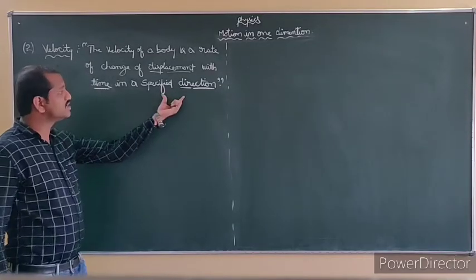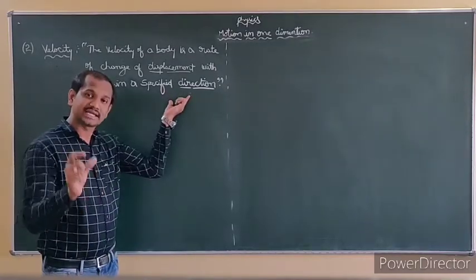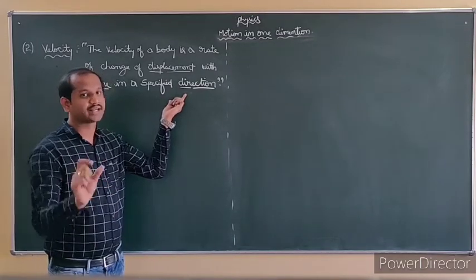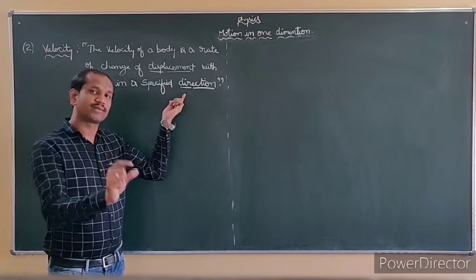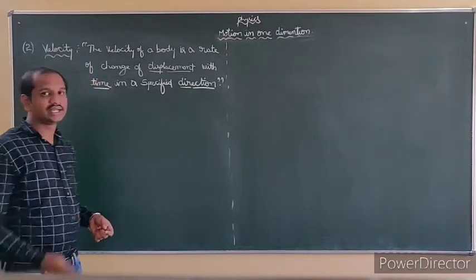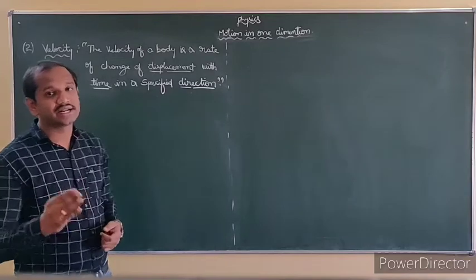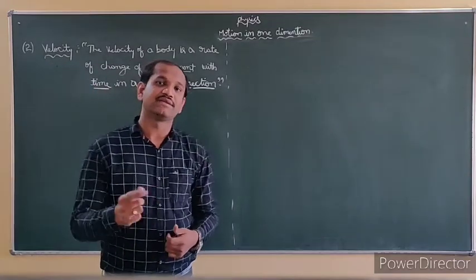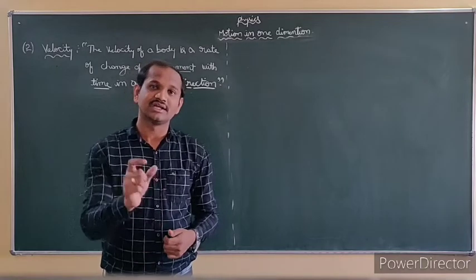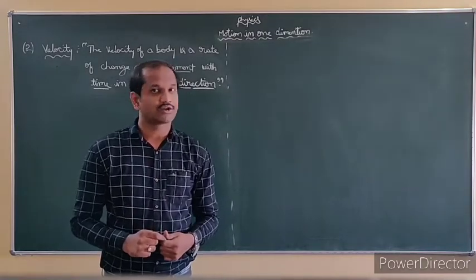Look here. When do we consider direction? In the case of a vector, we consider direction. The magnitude itself is not enough. Both magnitude and direction are needed. Hence, how can we define velocity? The velocity of a body is the rate of change of displacement with time in a specified direction. If it has a direction, it is what we call velocity.